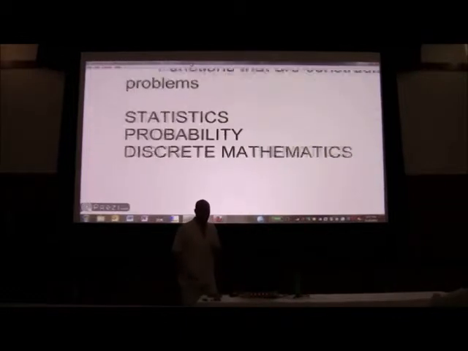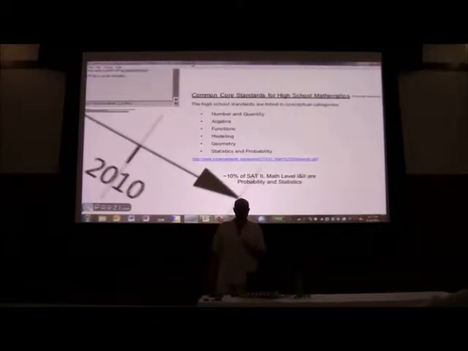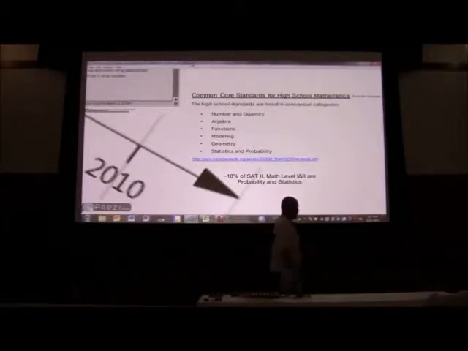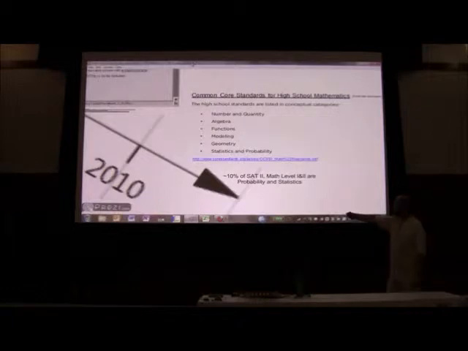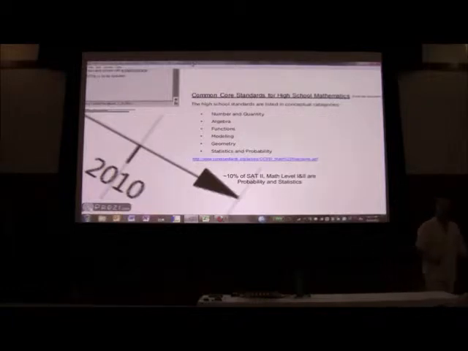If you look at the summary from the Common Core standards, notice at the bottom, statistics and probability. It's always at the bottom, and it's usually the last chapter in the book. Only 10% of the SAT 2, Math Level 1, and Math Level 2 are probability and statistics. So let me suggest some of the topics and examples of things that might go on this curriculum table, front and center.